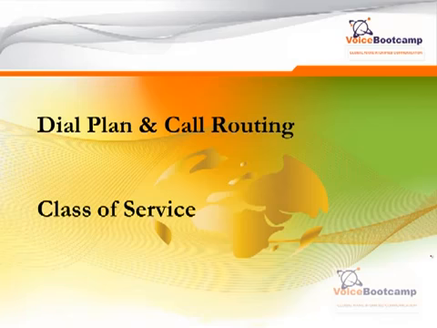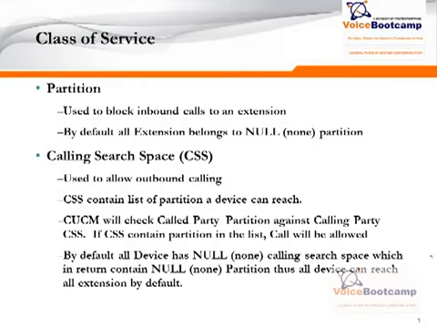In this chapter, we'll talk about class of service, a part of dial plan. Class of service consists of three different things: partitions, calling search space, and time of day routing. Partitions are used to block inbound calls to an extension. By default, all extensions belong to the null partition, or none.